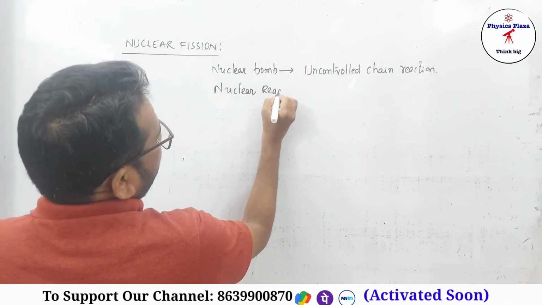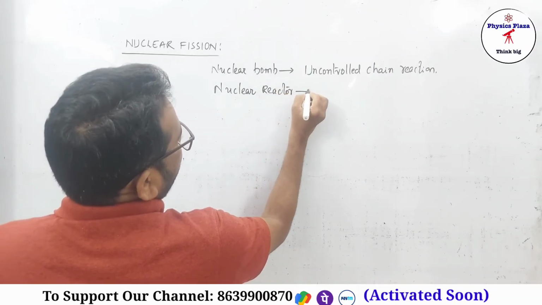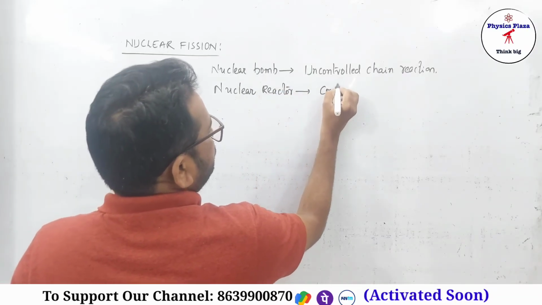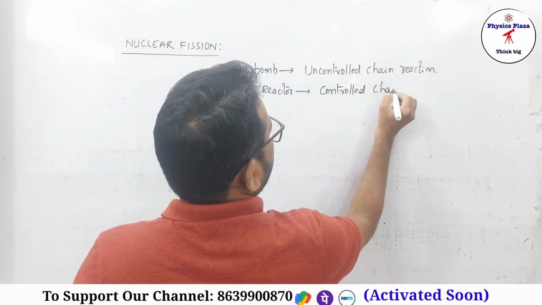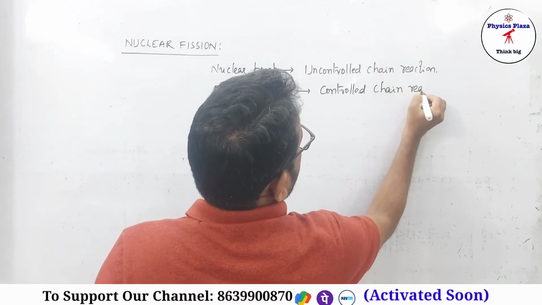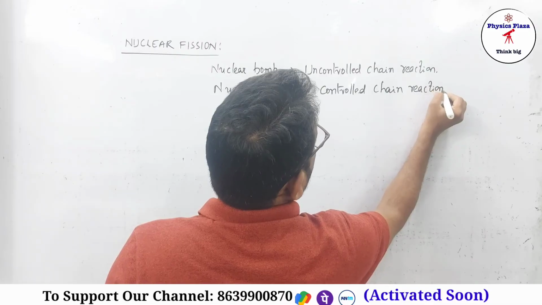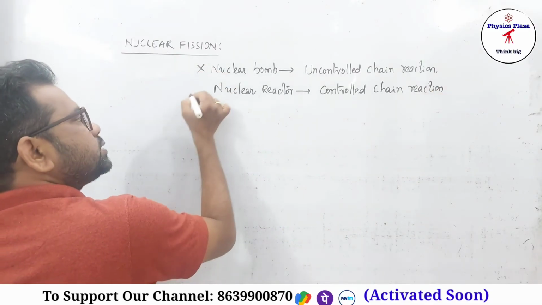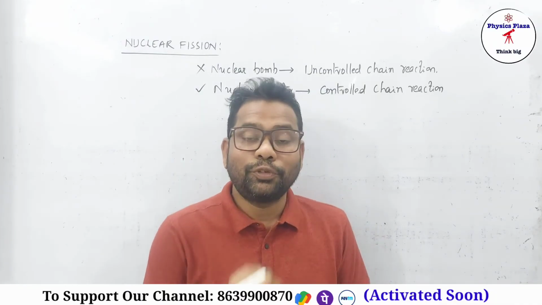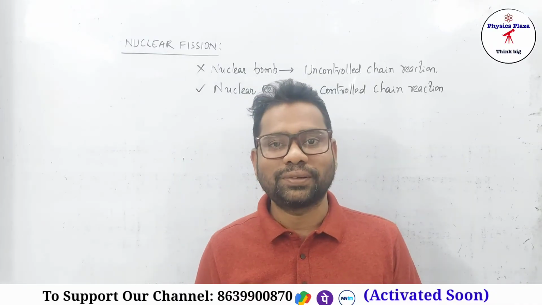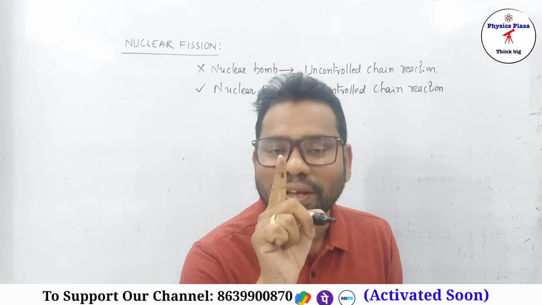A nuclear reactor will work based on what, children? A controlled chain reaction. It is a good cause. It depends, it is in our hand whether we use it for a good cause or a bad cause. So let us use it for a good cause only.